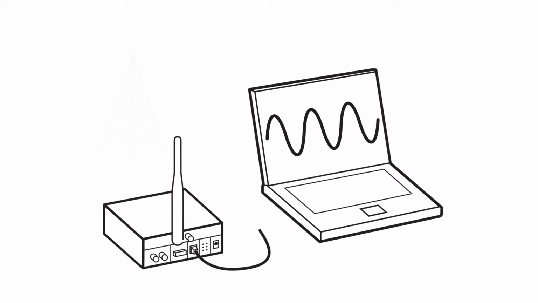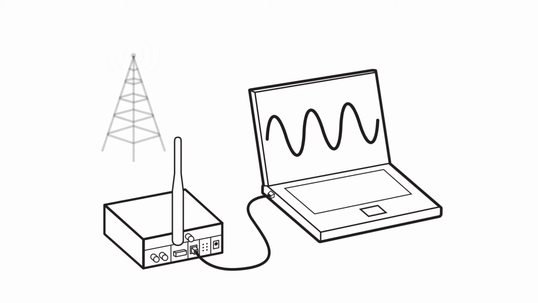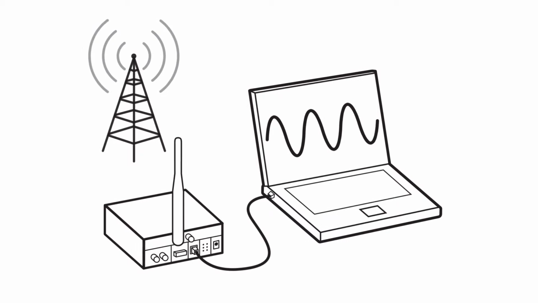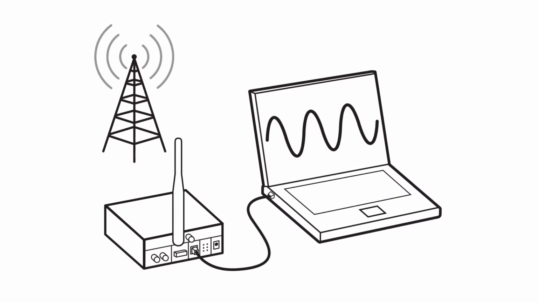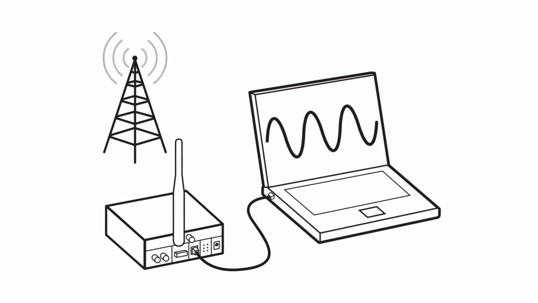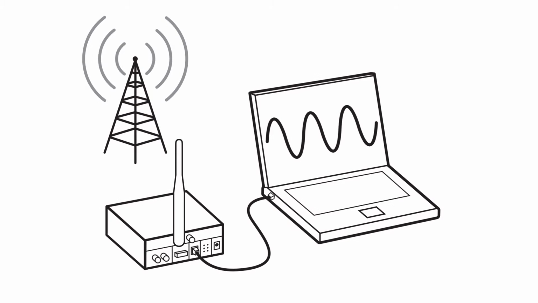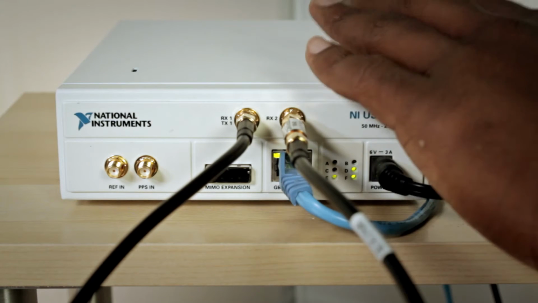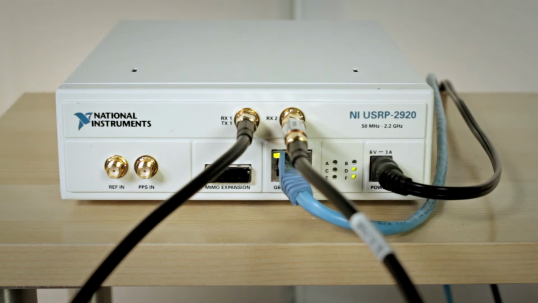A software-defined radio is a device that connects to your computer to generate and acquire RF signals. When combined with the right courseware and programming environment, students gain a hands-on experience with real wireless signals. So let's get started. Here I have a USRP software-defined radio connected to my computer running a QPSK Lab example.